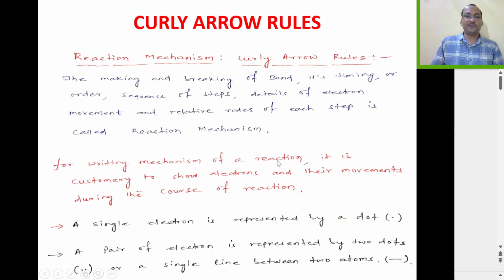For writing the mechanism of a reaction, it is customary to show the electrons and their movements during the course of a reaction. It is very important. While writing the mechanism, you should show the electron movements, how they move from one atom to another. Usually a single electron is represented by a dot. This is the dot representing the single electron. Similarly, a pair of electrons, meaning two electrons, is represented by two dots or a single line between two atoms. This line is what we represent as a bond or a pair of electrons.